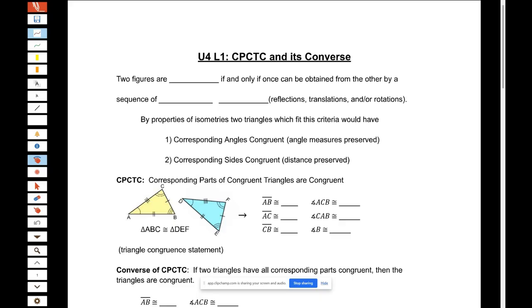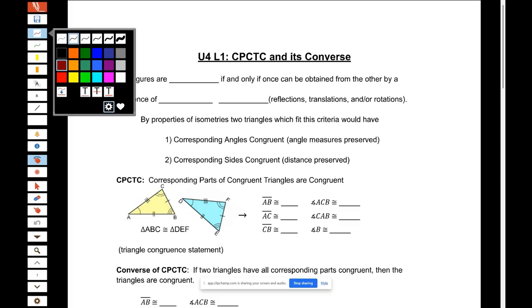Hello and welcome to this video on Unit 4, Lesson 1, CPCTC and its Converse. We are entering our unit on congruent triangles and proving that two triangles are congruent. And we're going to start with talking about what these two rules mean for congruent triangles.